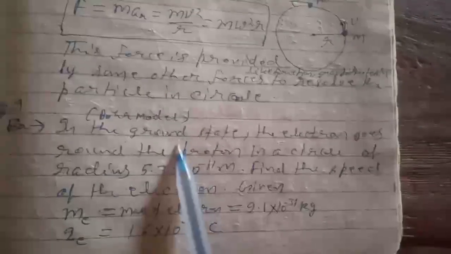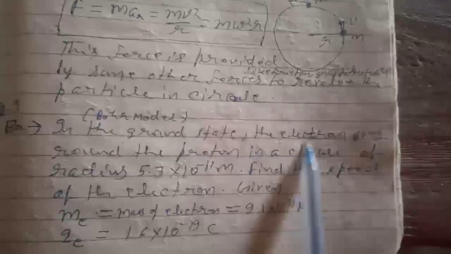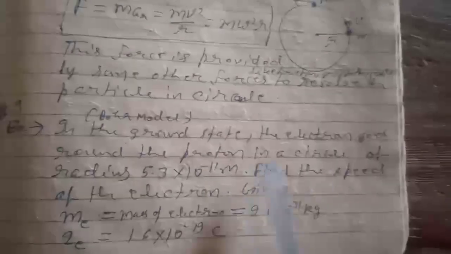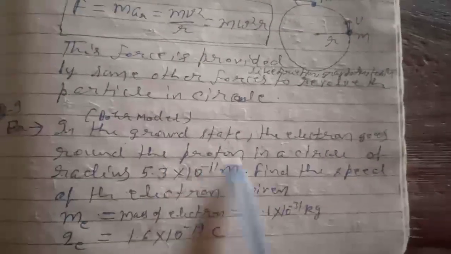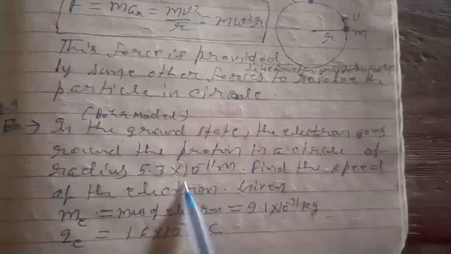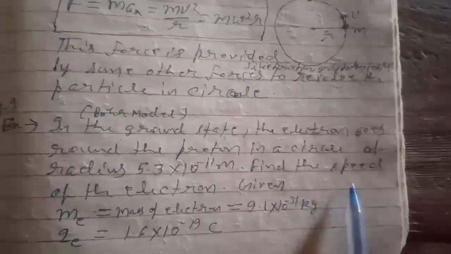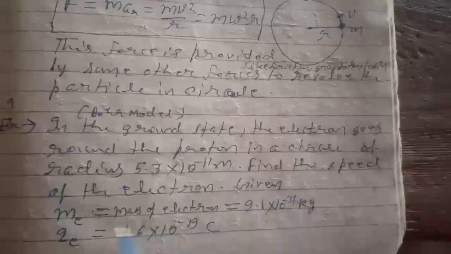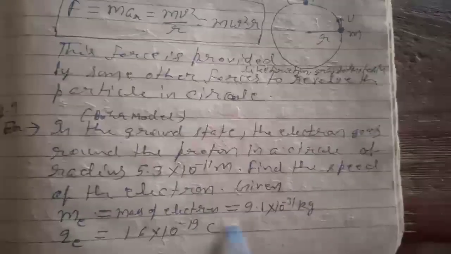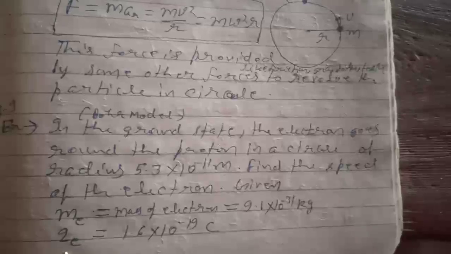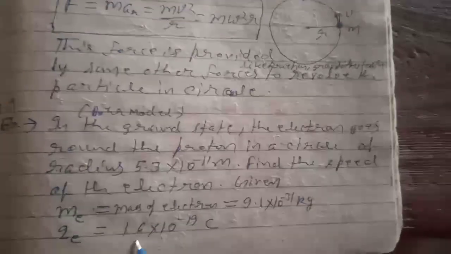Example: in the Bohr model, in the ground state, the electron goes around the proton in a circle of radius 5.3 into 10 to the power minus 11 meter. Find the speed of the electron, given mass of electron equals 9.1 into 10 to the power minus 31 kg and Q_e, that is charge on electron, is 1.6 into 10 to the power minus 19 coulomb.